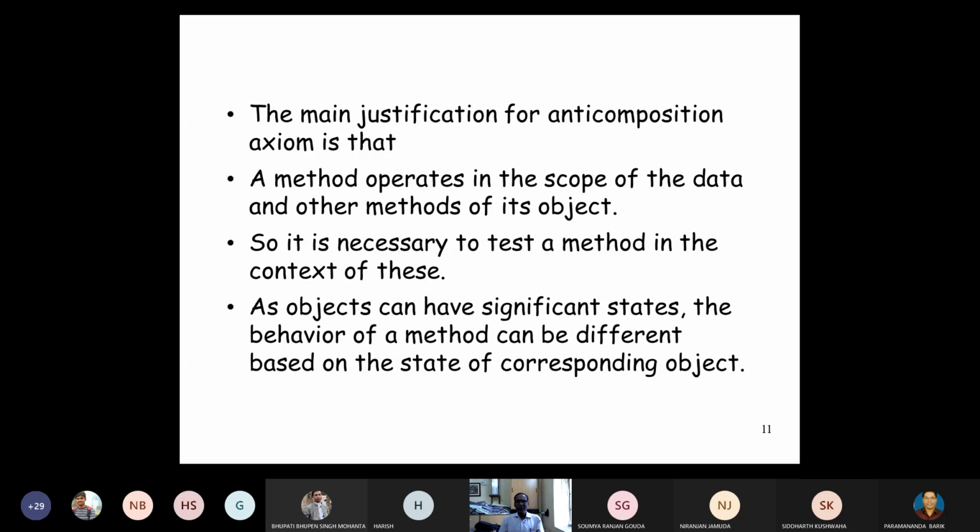When you want to test the method, you have to test it in the context of the data, as well as along with the presence of the other methods. So it is necessary to test a method in the context of these. As you know, objects can have significant states. Another reason why a method is not the smallest unit is that objects have different states.